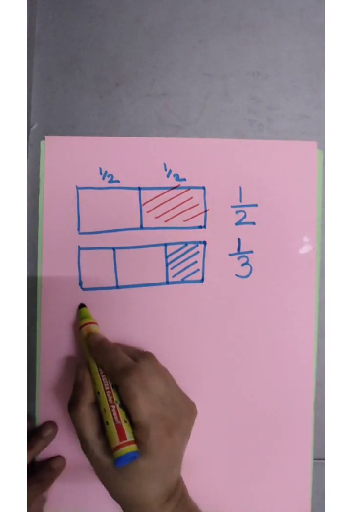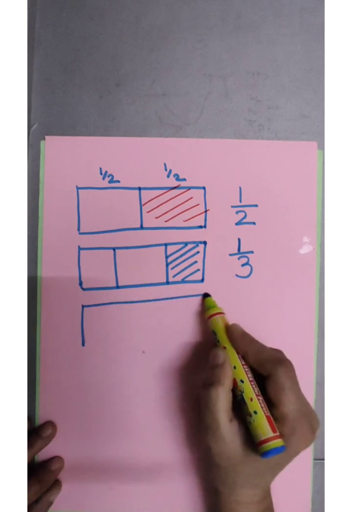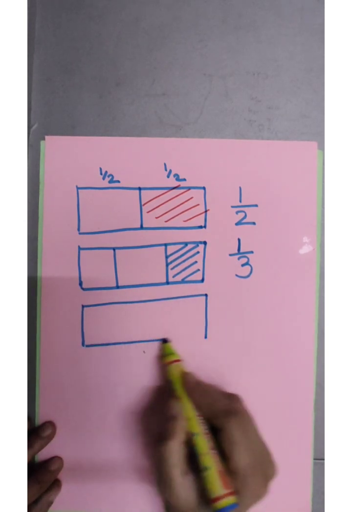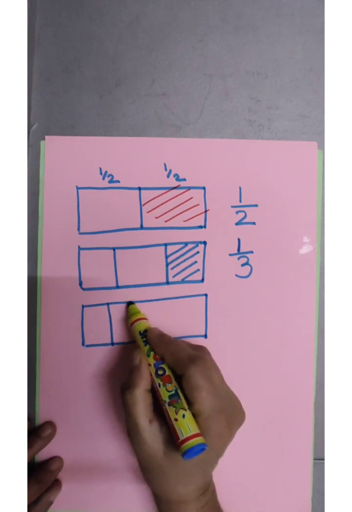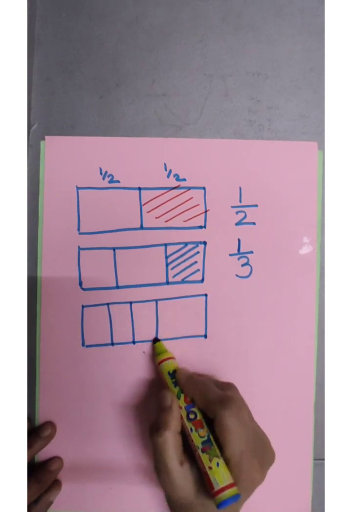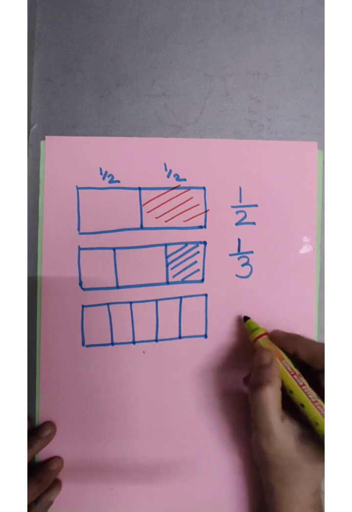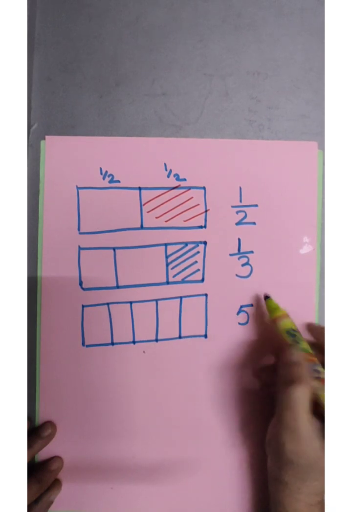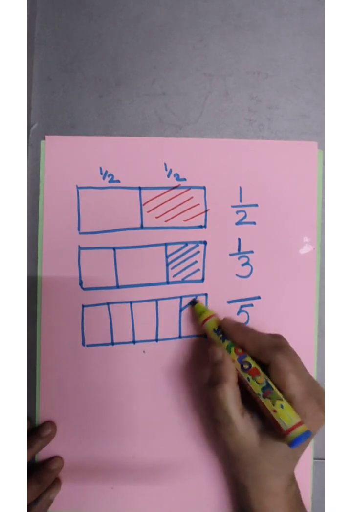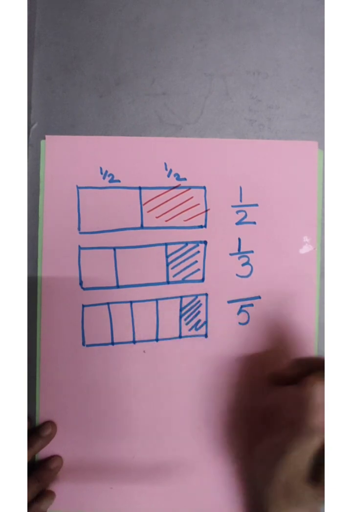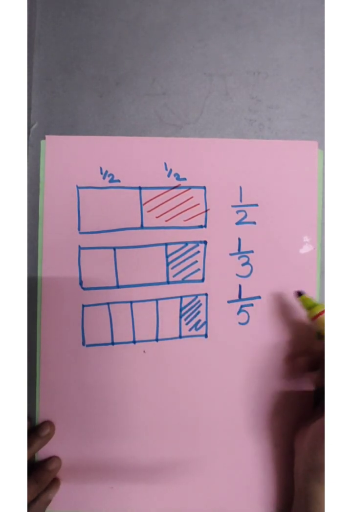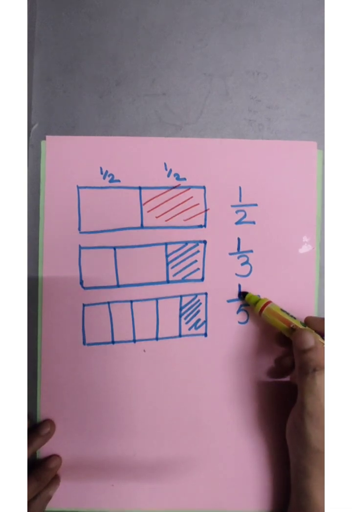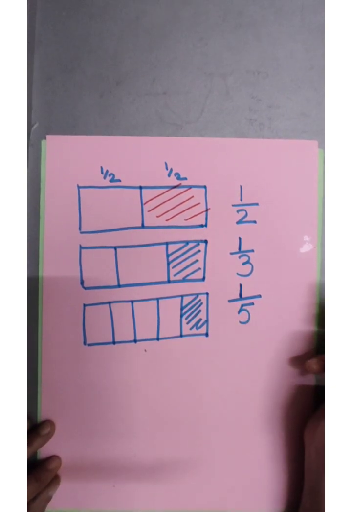Suppose again the same piece of cake I divide into 5 equal parts. So I made how many parts? 5. Out of that I have taken 1 and kept 4 for my friends. So I have taken 1. So your fraction is 1 upon 5.